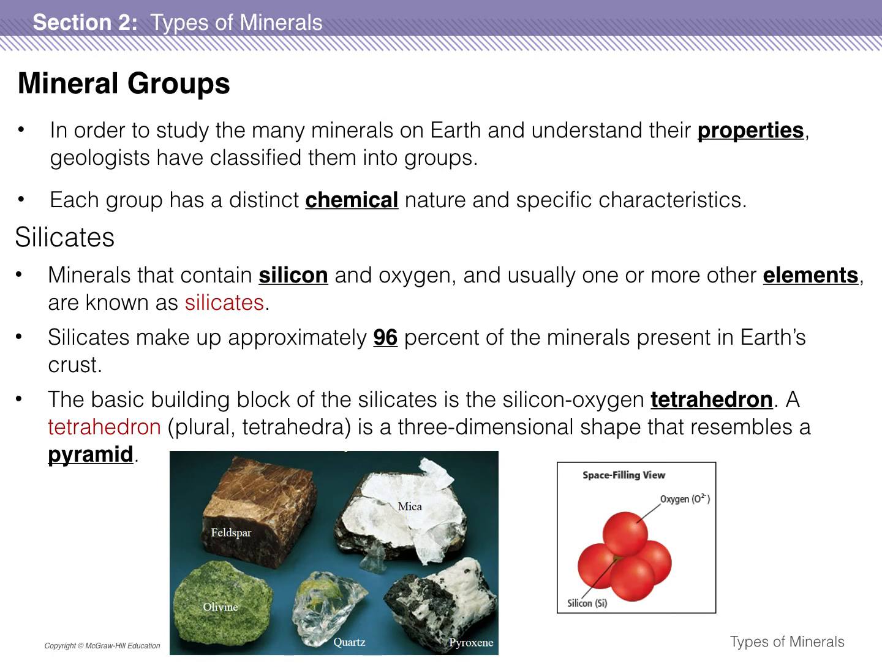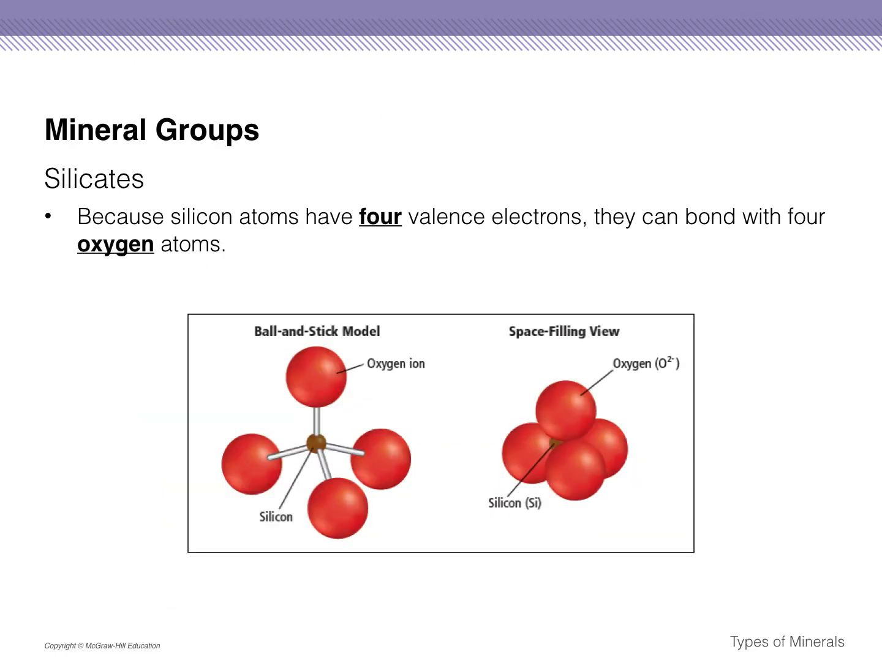The basic building block of a silicate is the silicon-oxygen tetrahedron, which you see on the right side. A tetrahedron, the plural being tetrahedra, is a three-dimensional shape that resembles a pyramid. So silicates are going to have that pyramid shape, which is going to then help shape the minerals themselves, because silicon can have 4 valence electrons, which gives it 4 bonds with oxygens.